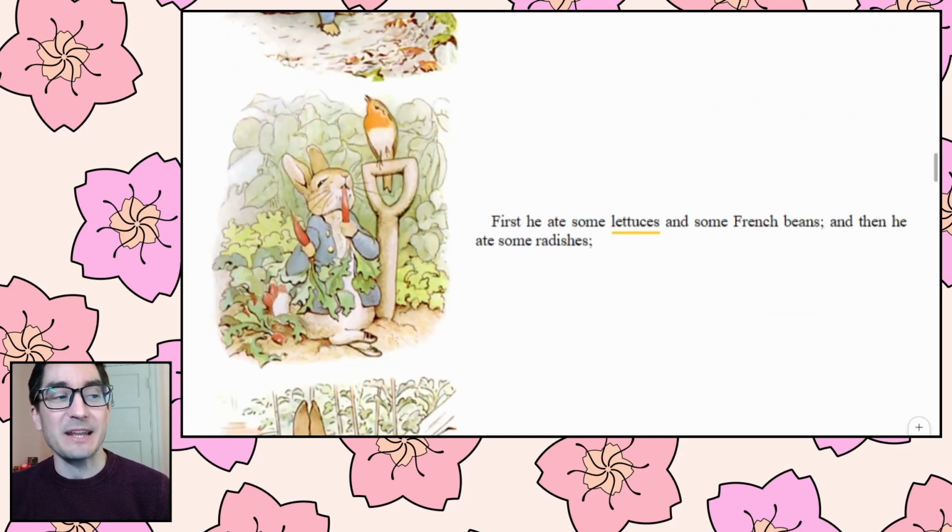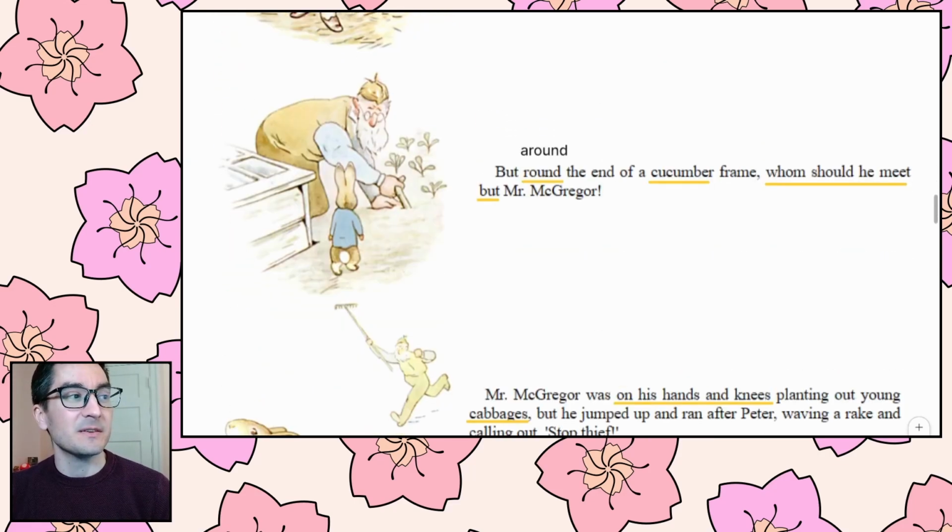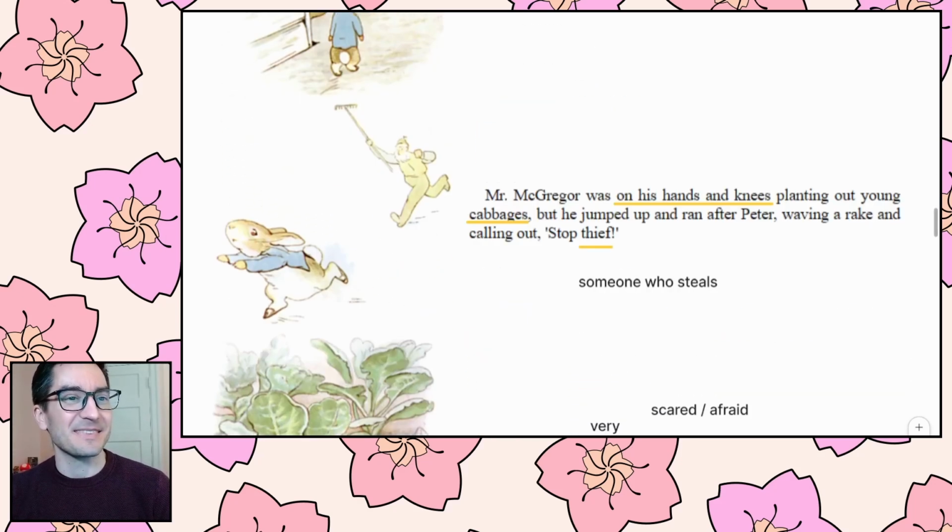First, he ate some lettuces and some French beans, and then he ate some radishes. And then, feeling rather sick, he went to look for some parsley. But round the end of a cucumber frame, whom should he meet but Mr. McGregor? Dun dun dun! Mr. McGregor was on his hands and knees planting out young cabbages, but he jumped up and ran after Peter, waving a rake and calling out, "Stop, thief!"